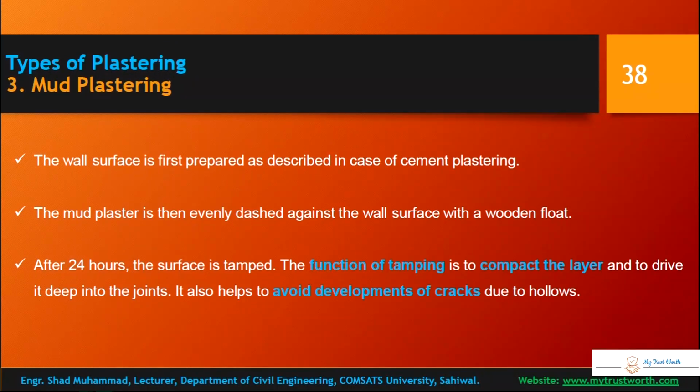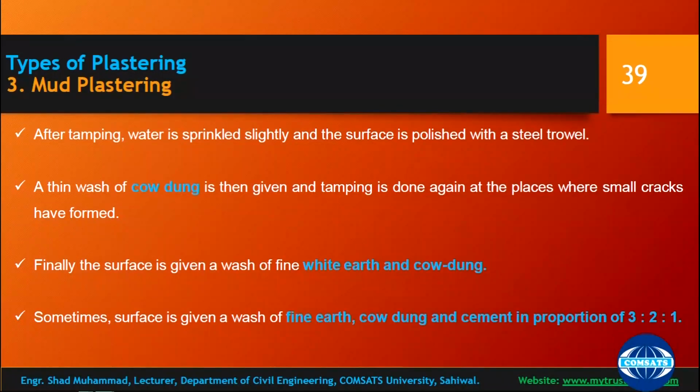The function of tamping is to compact the layer and to drive it deep into the joint. It also helps to avoid development of cracks due to hollows. After tamping, water is sprinkled slightly on the surface, and the surface is polished with the steel trowel.